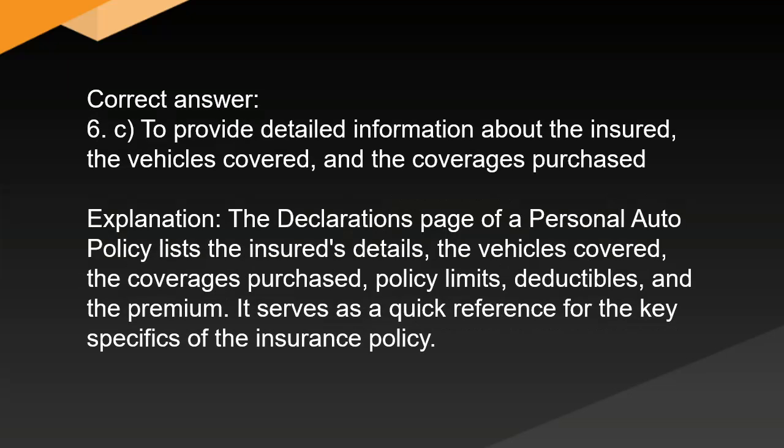Correct answer: C. To provide detailed information about the insured, the vehicles covered, and the coverages purchased. Explanation: The declarations page of a personal auto policy lists the insured's details, the vehicles covered, the coverages purchased, policy limits, deductibles, and the premium. It serves as a quick reference for the key specifics of the insurance policy.